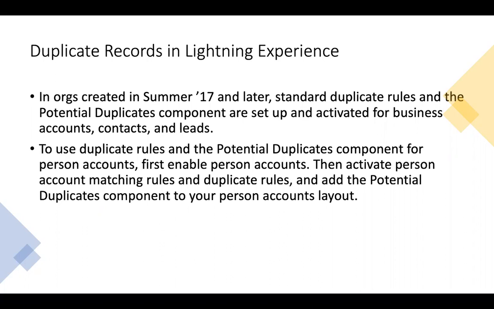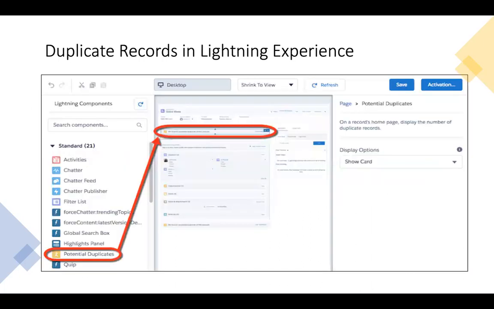And to use duplicate rules and potential duplicate components for personal accounts, first you should enable personal accounts, then activate the person account matching rules and duplicate rules, and then add the potential duplicate component to the personal account layout. So I took a screenshot for you. How will you get here? Good question. I should have taken a screenshot for this.